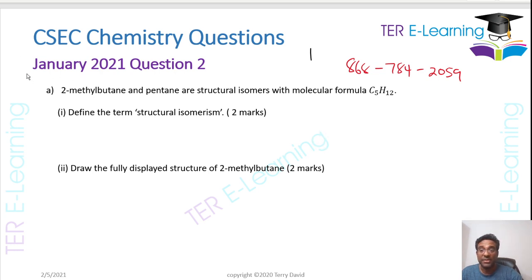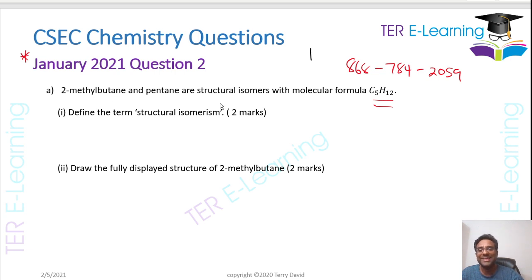Now, let's look at this. So this is the January 2021 paper that came, I think, last week or the week before. The first thing they told us is that 2-methyl-butane and pentane are structural isomers with molecular formula C5H12. So that's the formula of these two compounds here.